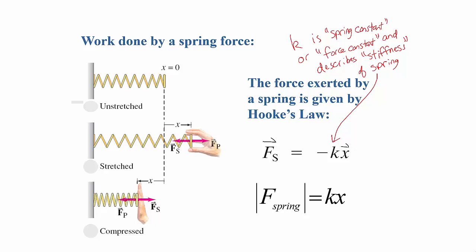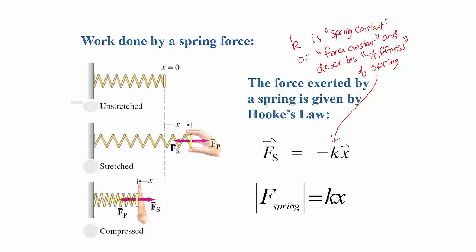Something like a slinky that's very easy to stretch has a very, very small spring constant. Something like a garage door spring, which is very difficult to stretch even just a tiny little distance, has a much larger spring constant. Looking at that first version of Hooke's law, that's a vector equation that says that the spring force equals negative kx.